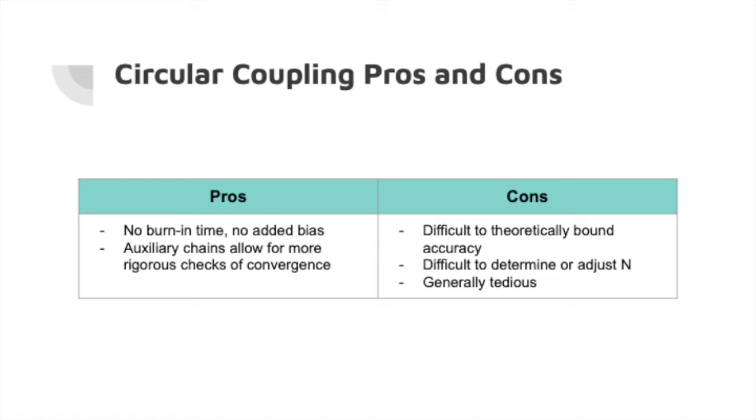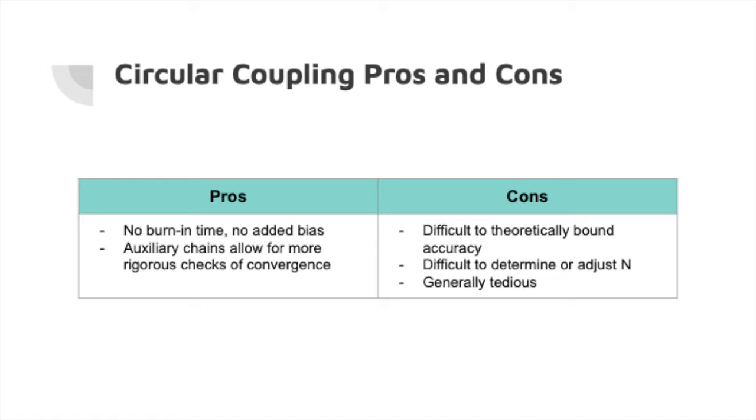That being said, Radford Neal may be at the cutting edge of MCMC research, but there may also be quite a few reasons why this is one of his less cited papers. There are quite a few cons of circular coupling. One would be that it's near impossible to theoretically bound the accuracy of chain Y. The dependency of the algorithm on chain length n is also inconvenient. Since we cannot find the theoretical bound, it's also hard to determine or adjust n if the algorithm doesn't converge the first time around. Finally, it's generally pretty tedious to implement and check this.